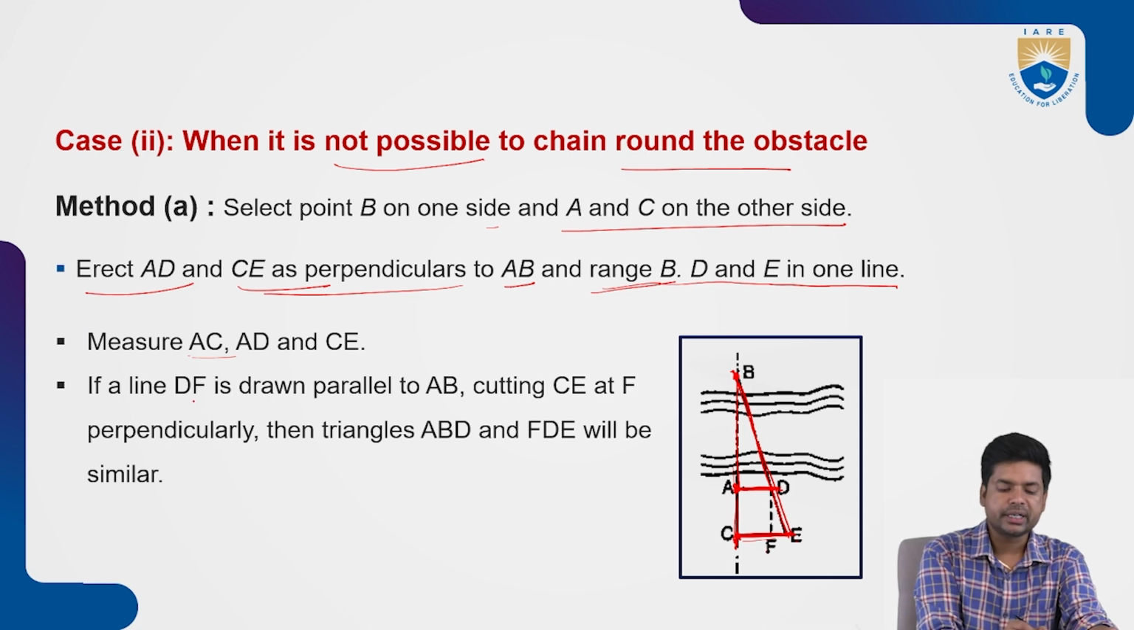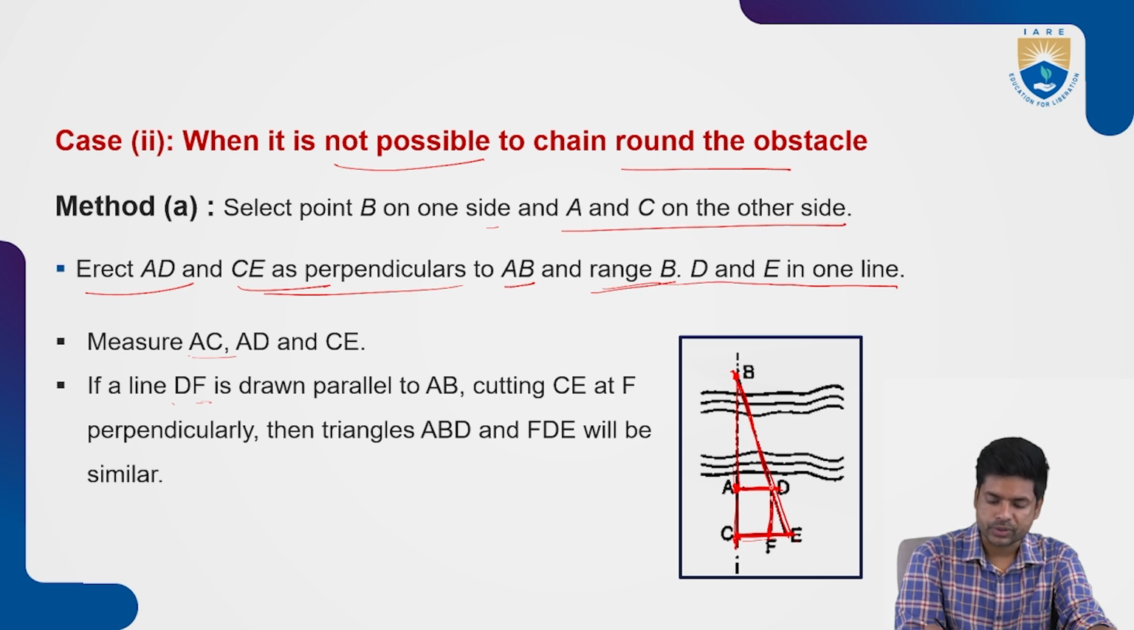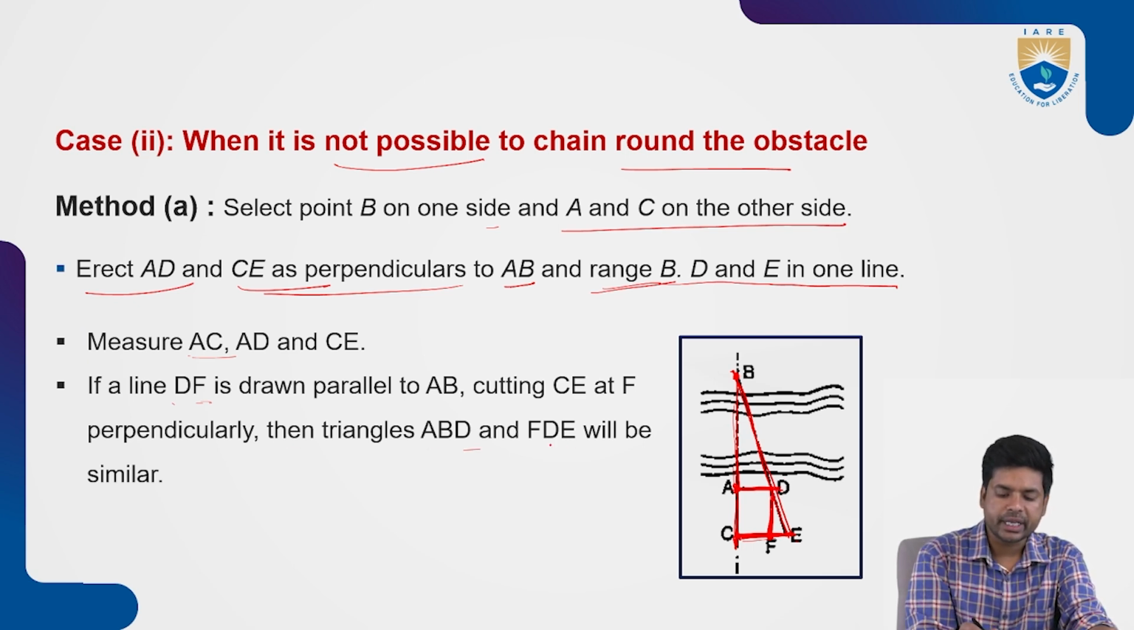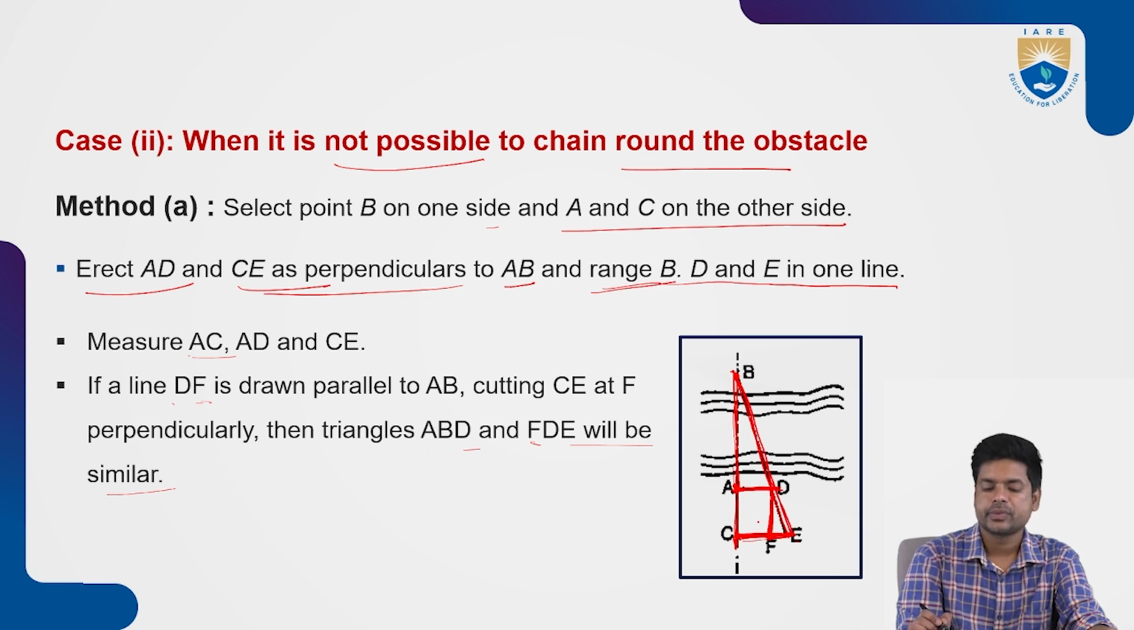Now if a line DF is drawn parallel to AB, cutting this particular CE line at F, just draw one line from point D to F. This point F will be established on the line CE. The direction of this particular line is perpendicular to AD, right? So now the triangles ABD and FDE will be similar.